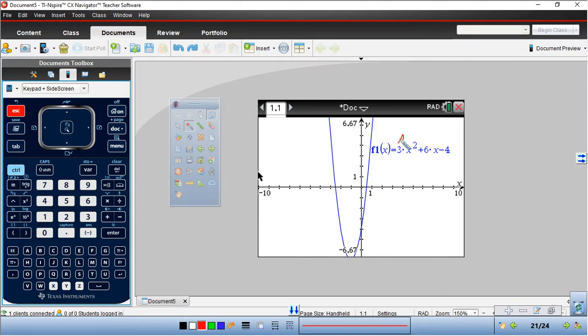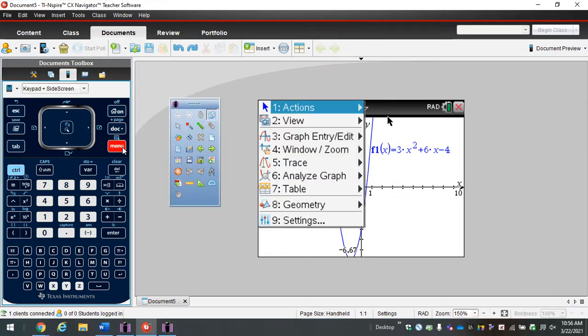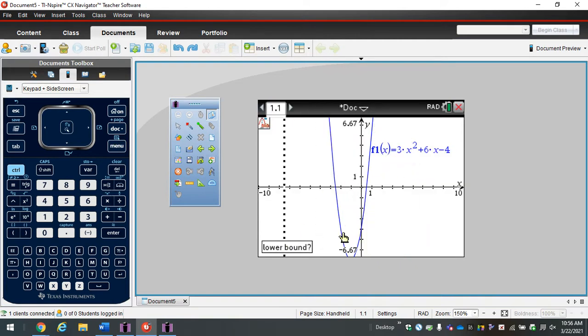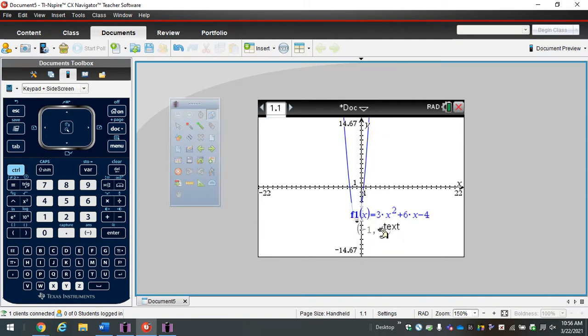This a right here is positive, so it opens up. I know it opens up. So if it opens up, then I know this is the minimum, my lowest point, okay? So I'm going to go to the calculator and find the minimum. Lower bound, so this is the point that's the lowest bound here. I'm going to go to the left of it, then to the right of it. And there is my lowest point for that graph.